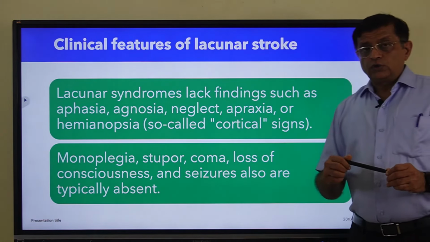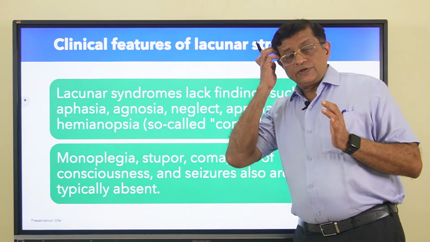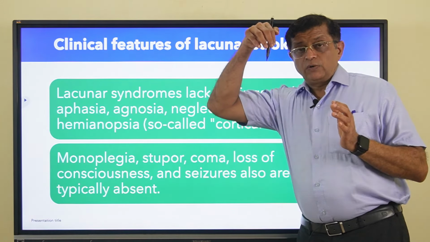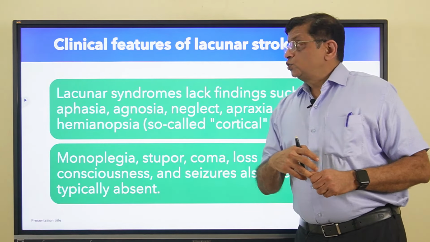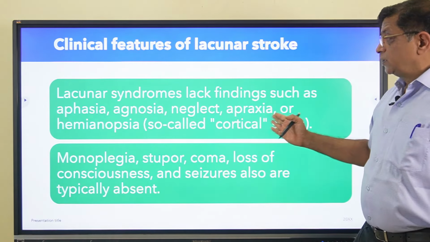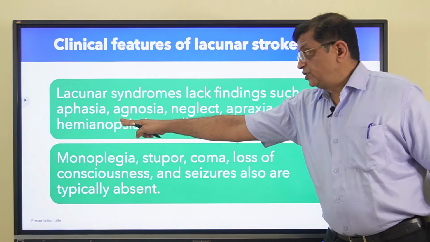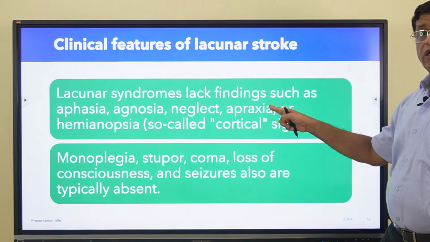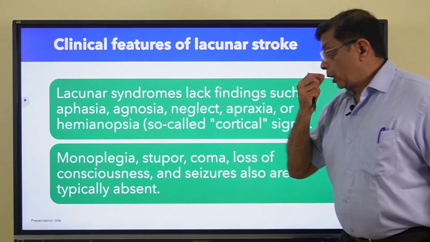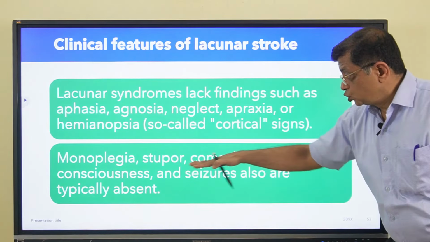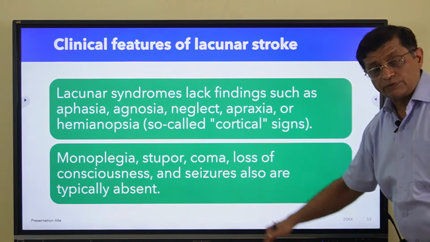Now, lacunar stroke presents in a little different way. In the lacunar stroke, as we have seen in the last class, there is involvement of deep branches, the branches that go into white matter. So typically the cortical signs are absent. Lacunar syndromes lack findings such as aphasia, agnosia, neglect, apraxia, and hemianopsia. Also, typically monoplegia, stupor, coma, loss of consciousness and seizures are absent.